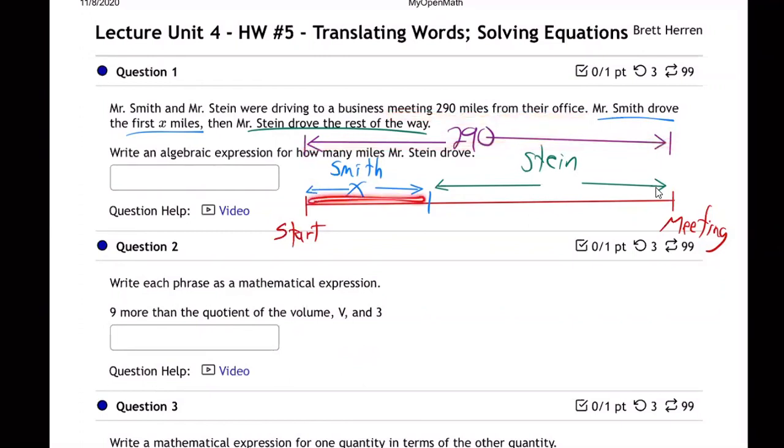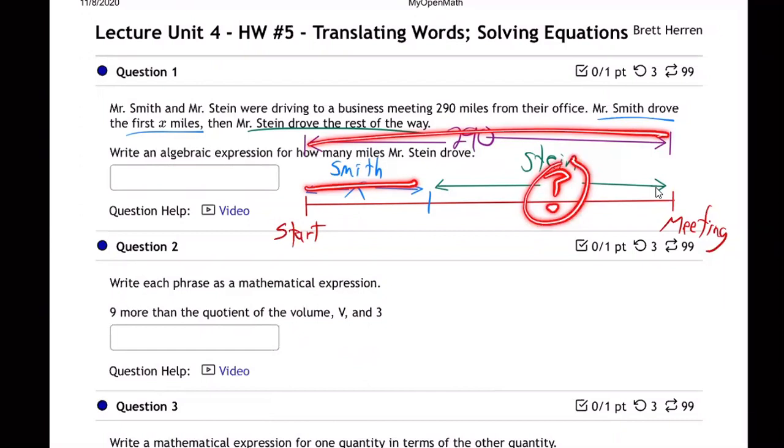And Mr. Smith drove the first X. So what's the expression for how far Mr. Stein drove? What are we going to do? There's a picture of the thing. How far did Mr. Stein drive? Mr. Smith did the first X. It's 290 all the way. How far did Mr. Stein drive?